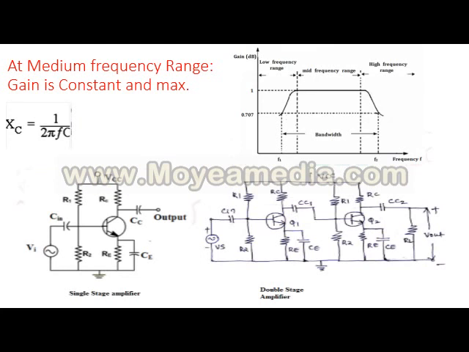So at a low frequency range, reactance is high. At high frequency range, reactance is low. And at a mid frequency range, both occur simultaneously and gain remains constant and it is maximum.